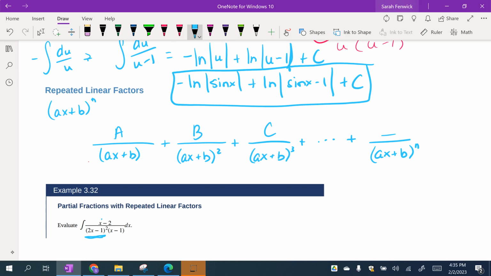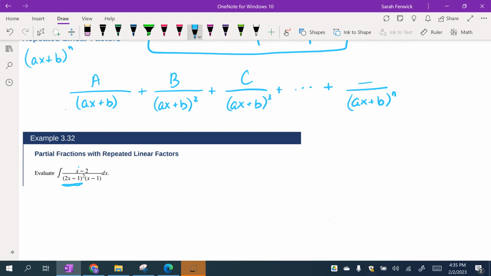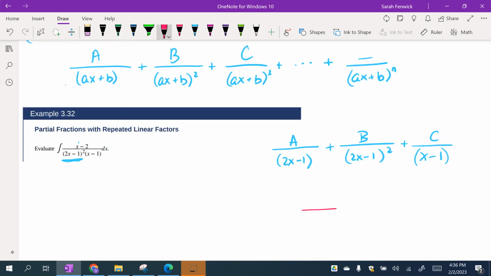Because the 2x minus 1 has a power, when I do my partial fraction, I'm going to have a over 2x minus 1. Then I'm going to also have b over 2x minus 1 squared. Still a linear factor. We still have a constant numerator, plus c over x minus 1. That's only there once because that's all we have. Now, keep in mind when we do our common denominator, we don't need 2x minus 1 three times. We only need it twice to match. So we need our denominator to look like the original.